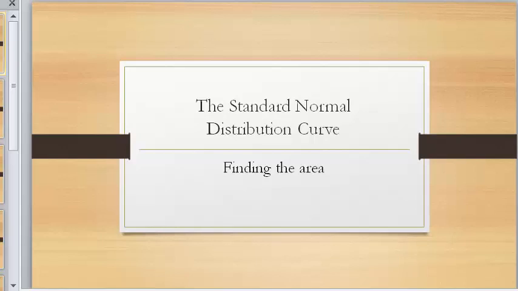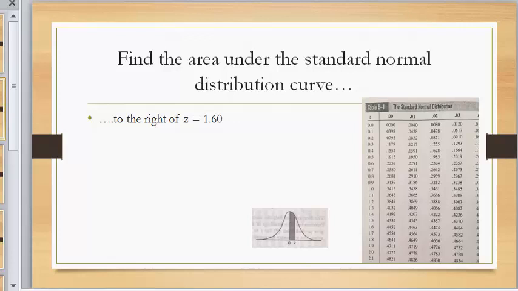So we're going to look at a couple of other examples where we find the area under the standard normal distribution curve. So our first example asks us to find the area under the standard normal distribution curve to the right of z is equal to 1.60. So just like all the other problems that we have worked, we're going to start by drawing a picture of our curve.